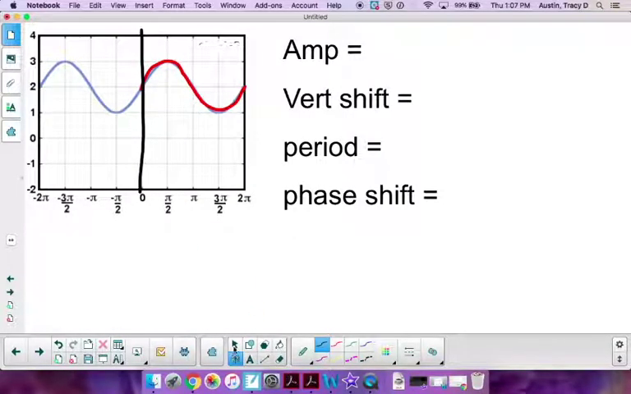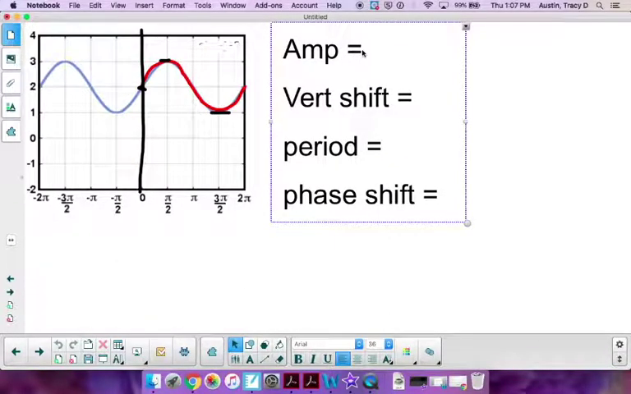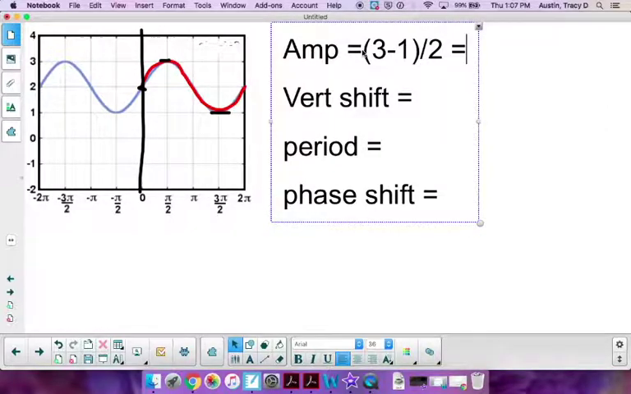Okay, so you need to make sure you're aware of where your graph is starting. By the way, 1, 2, 3, 4. Oh, wait, they've got it marked on the side. Okay, so the graph is starting at 2 on the height, goes up to 3, and down to 1. Okay, so highest minus lowest divided by 2. Amplitude is 1.